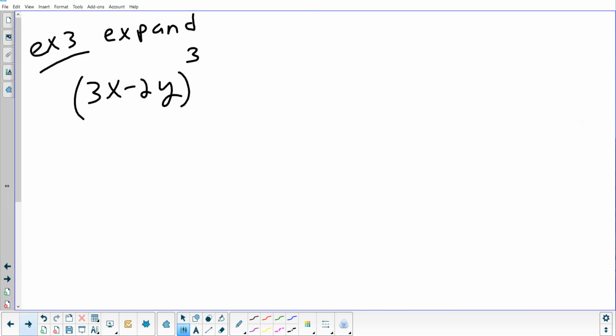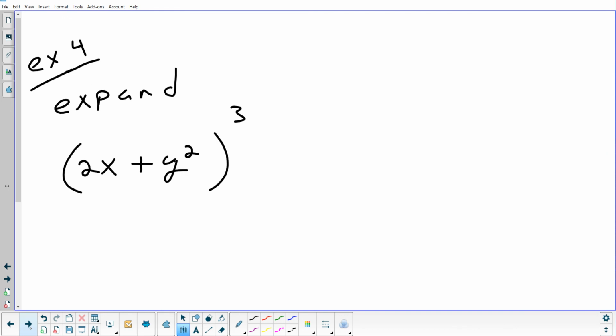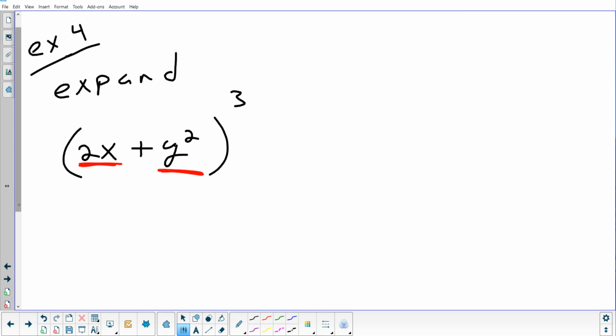All right, let's try this one. So to the third, and this is our first one. This is our second one. So what's going to be the first thing we write down? Well, we'll have a coefficient. We'll go back and look that up in a minute. What goes here? 2x to the third. And then the next one is the y squared. And what power does y squared get raised to first? To the 0. So we don't write it.